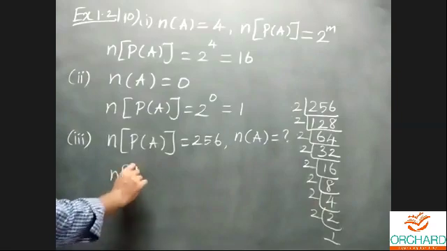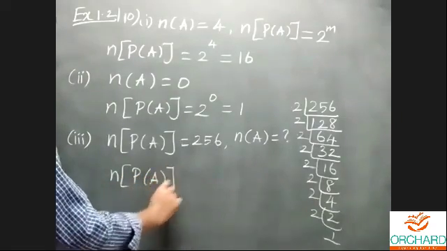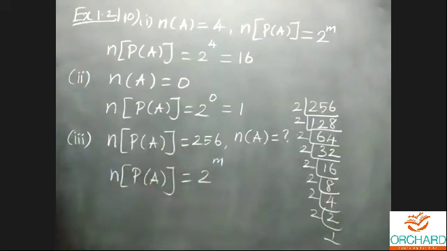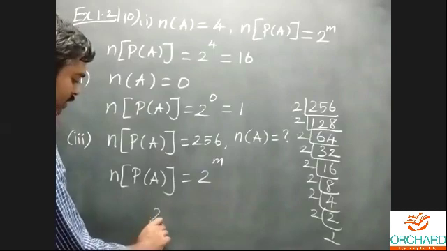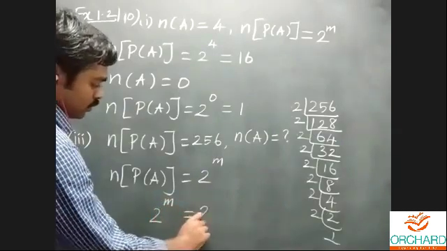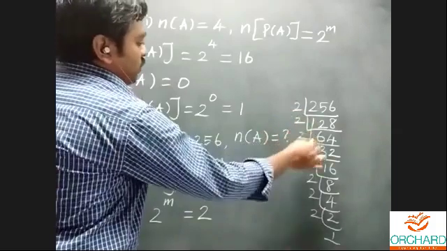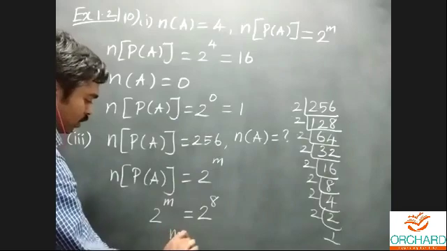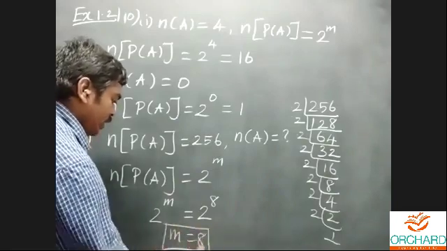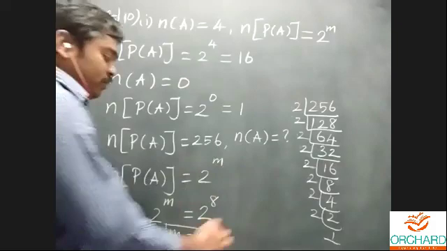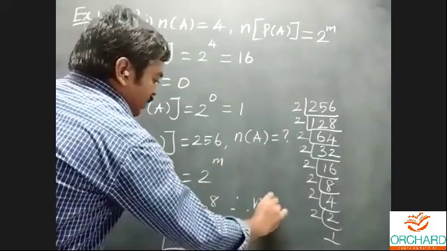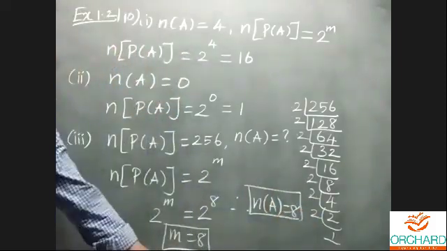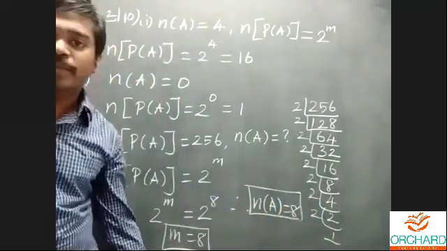Then n of P of A is nothing but, what's the formula? We apply the formula 2 power m. Here it is 256. We write 2 power m is equal to 2 power 8. What is the value of m? m equals 8. Either we write m or n of A. Therefore, n of A is equal to 8. This is the idea to identify the number of elements.